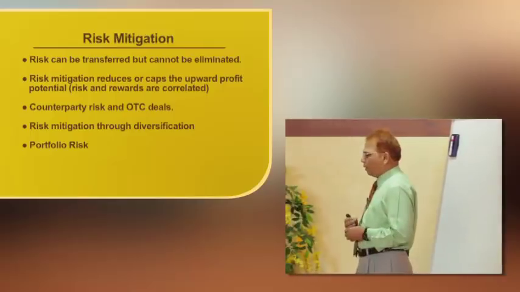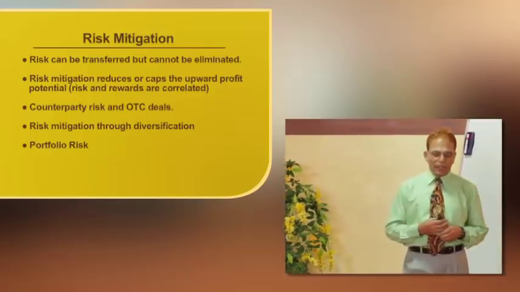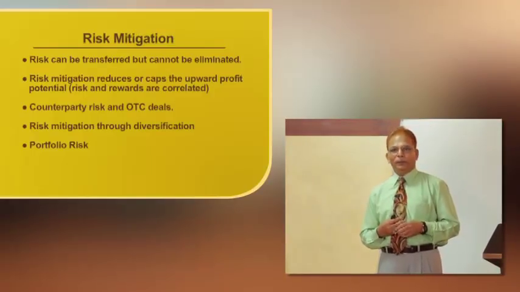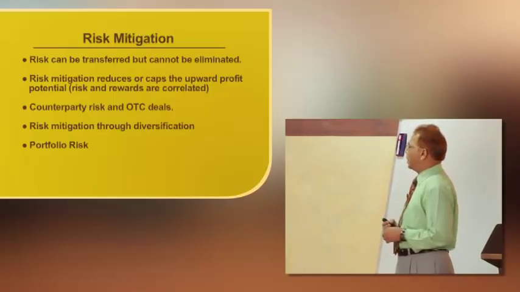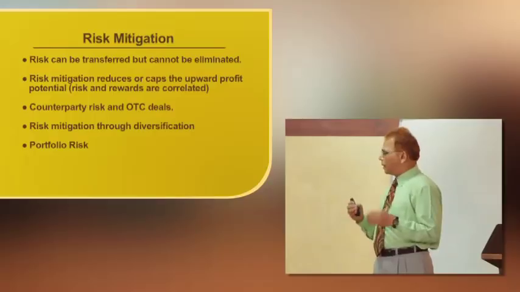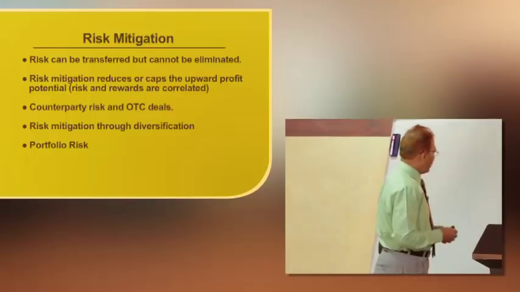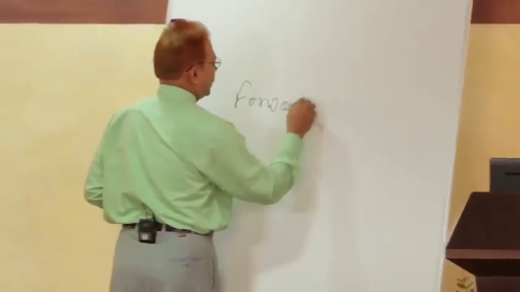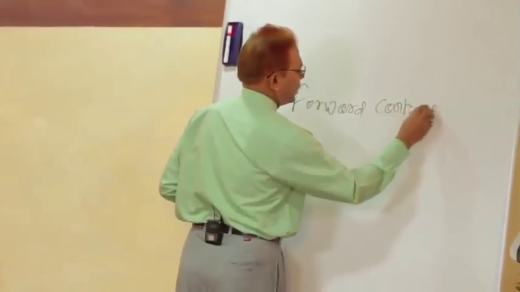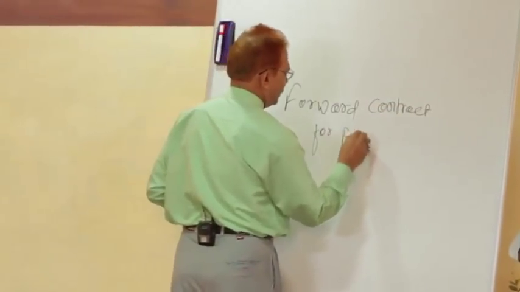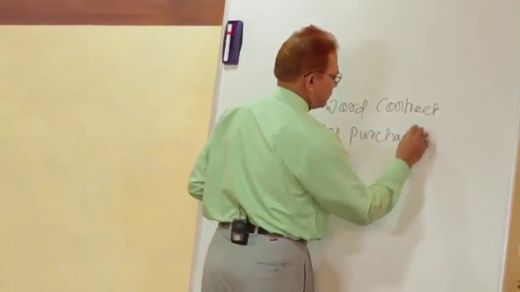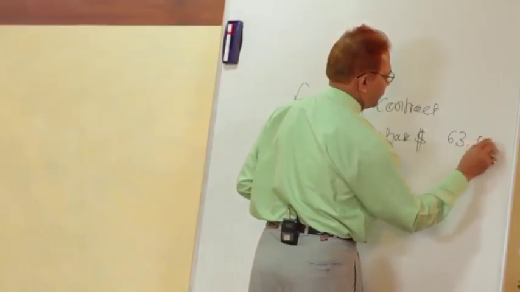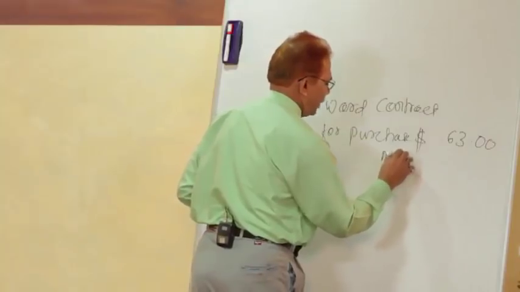But the important part we have to understand is, when I am saying that I am mitigating a risk, does it reduce my profit potential as well? Yes, it does cap your upward profit potential. We take a very simple example. Suppose I book a forward contract for purchase of dollars, say at 63 rupees, and this is March 14 delivery.